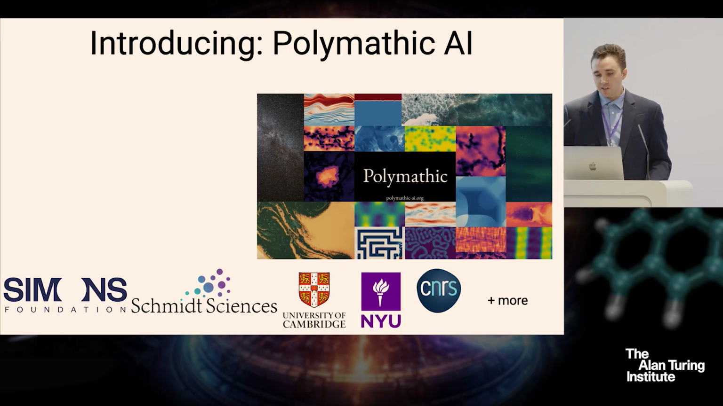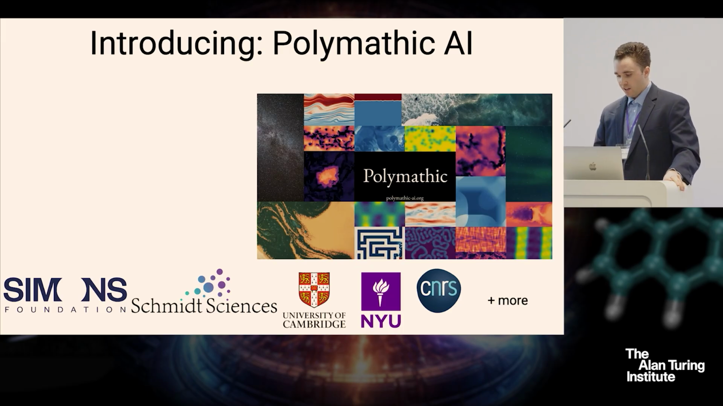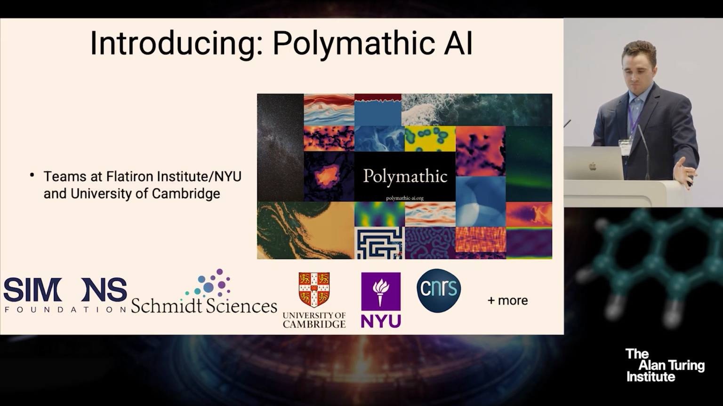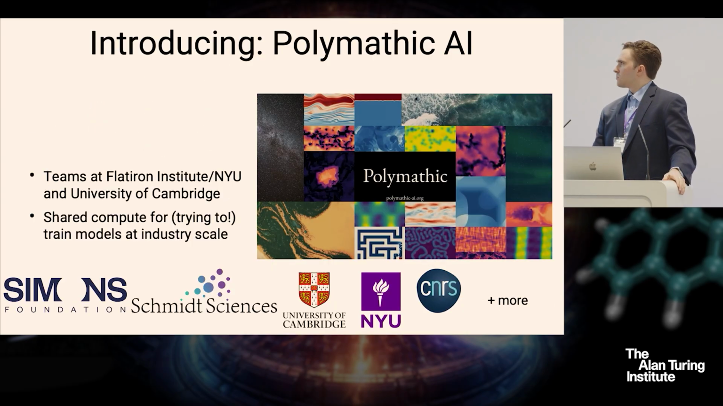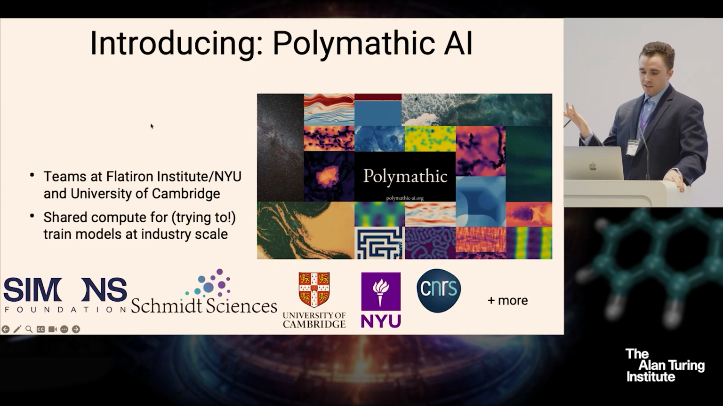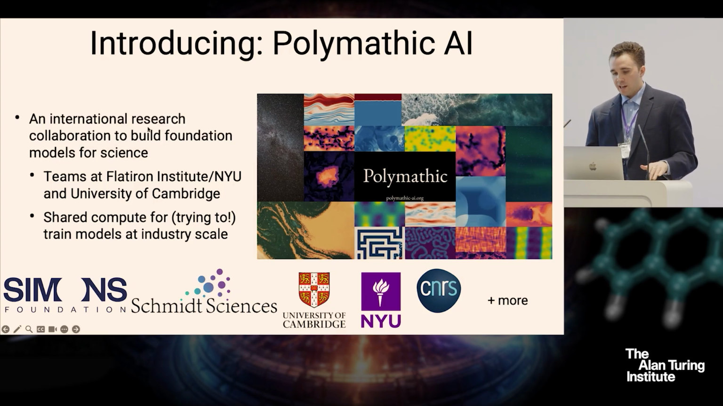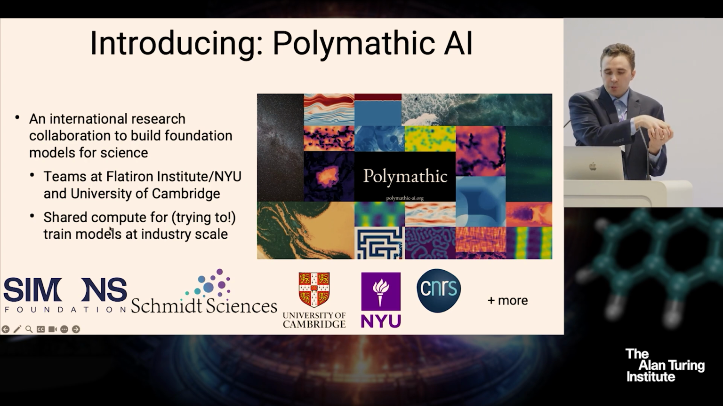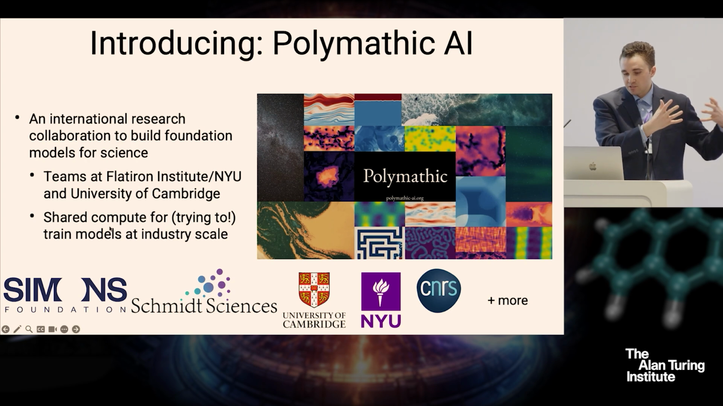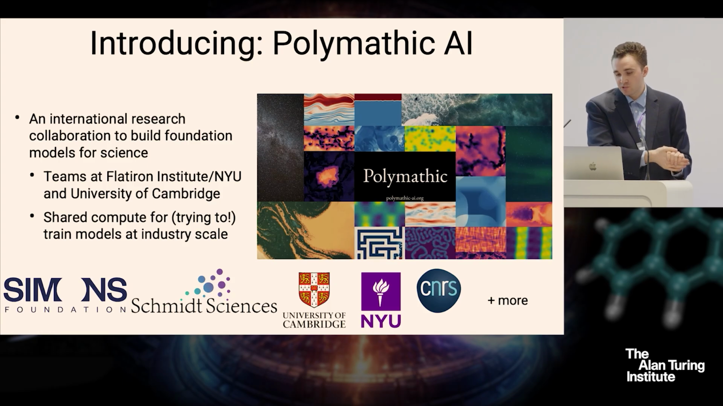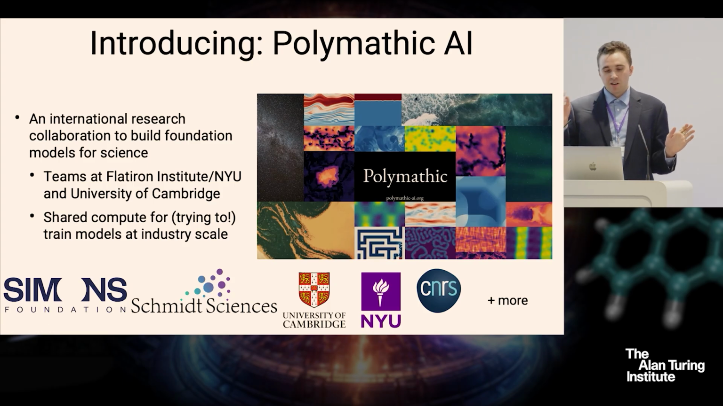So we started this collaboration called Polymathic AI. It's a large international collaboration with teams at NYU and Cambridge. Basically, we're trying to pool compute resources to train models at something comparable to industry scale. I mean, it's nowhere near language models, obviously, but we have a lot of compute for building these things.